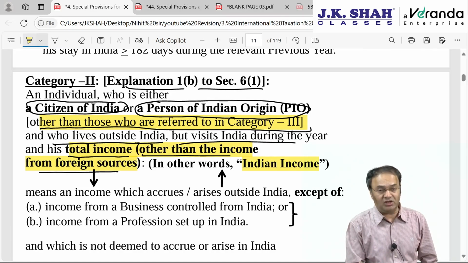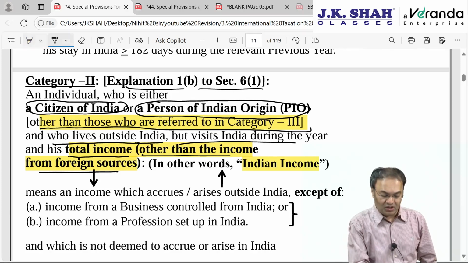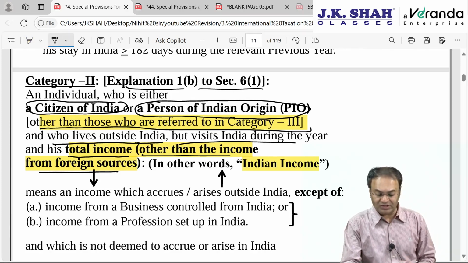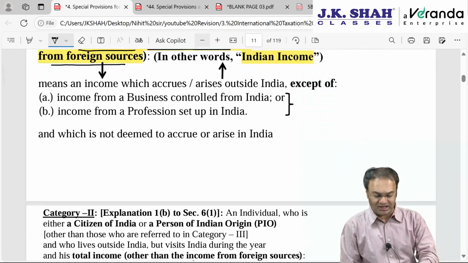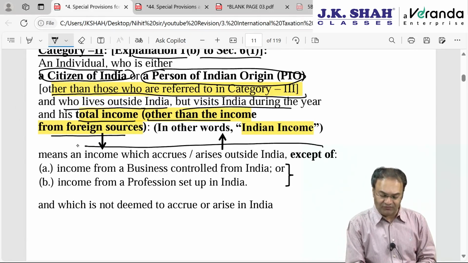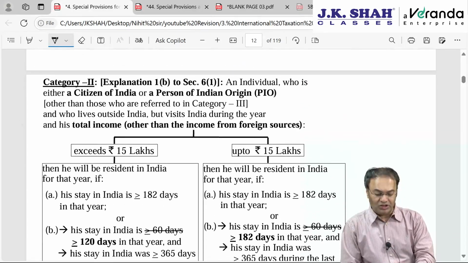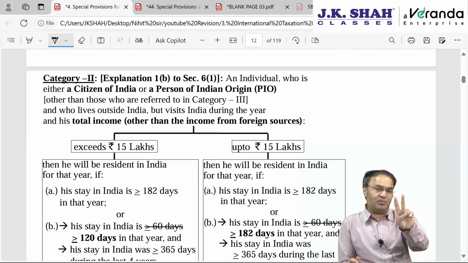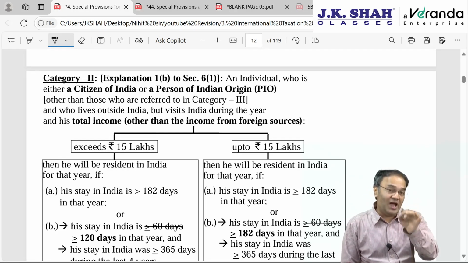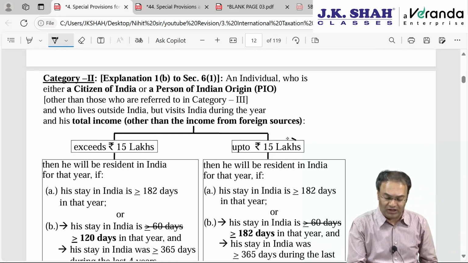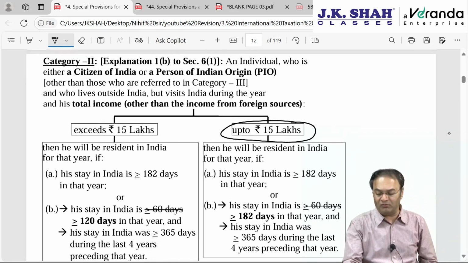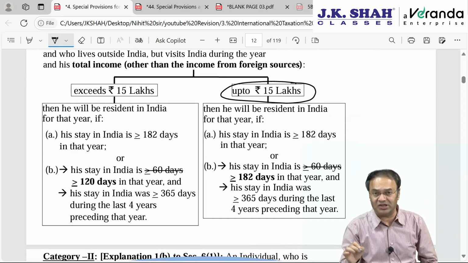If his Indian income exceeds 15 lakh rupees, then he will be covered by this second exception. Then something is clarified out here which I will come back to in 2 minutes, give me 2 minutes time. So in case the person is a citizen of India or a person of Indian origin living outside India comes to India for a visit and his Indian income is up to 15 lakhs, then no problem. Whatever we discuss in the first exception, the same rule will apply here.